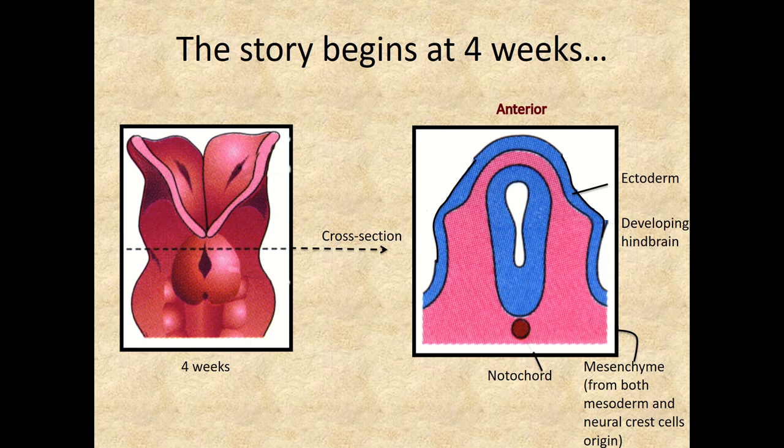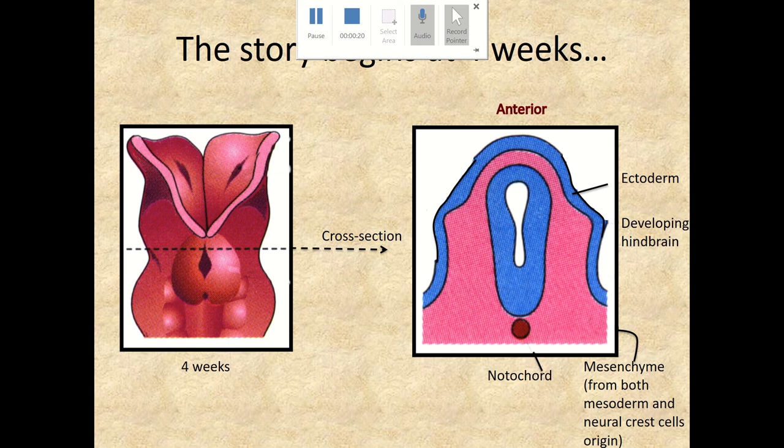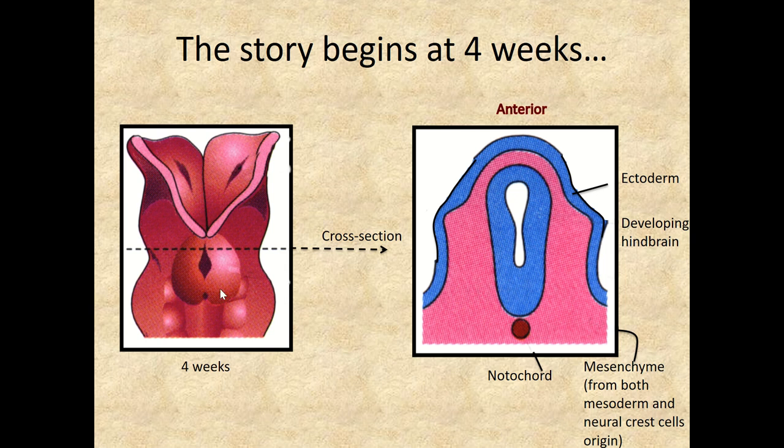So ear development begins at about 4 weeks, and the area that the development is going to begin is the area of the developing hindbrain. Here you can see a cross-section of the embryo. And so this is about where the section is going to be, and you can see the developing neural tube, you can see ectoderm, and you can see a layer of mesenchyme that is going to be derived from both mesoderm and also neural crest cells.